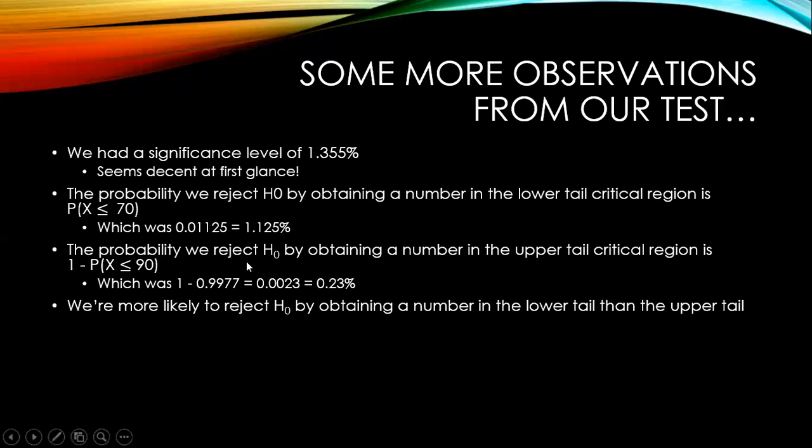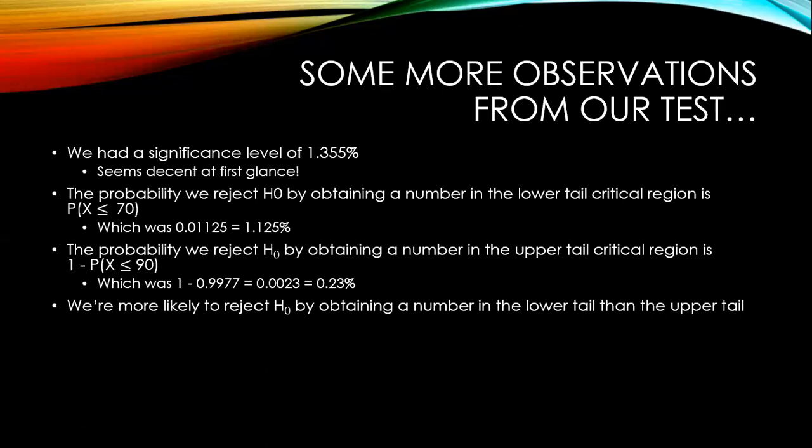So we've got a 1.1% chance of rejecting H naught. Again, sample of 100 people. We've got a 1.1% chance of rejecting H naught by obtaining a number less than or equal to 70. Sorry, not picking, because we're collecting data, we're recording data, we're obtaining data.